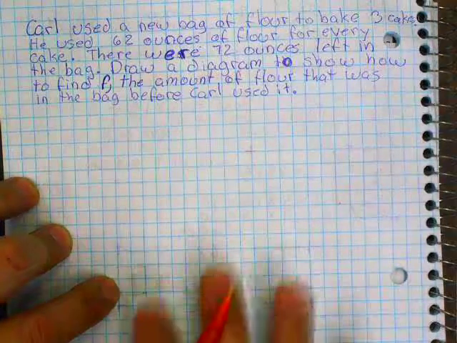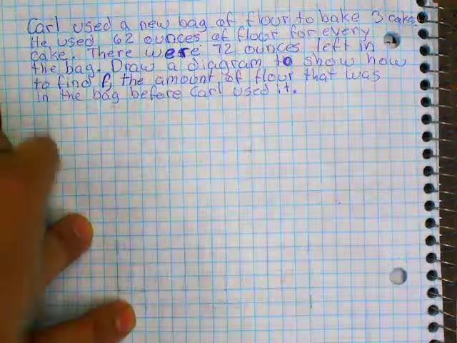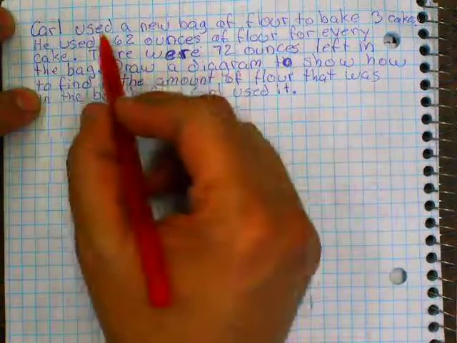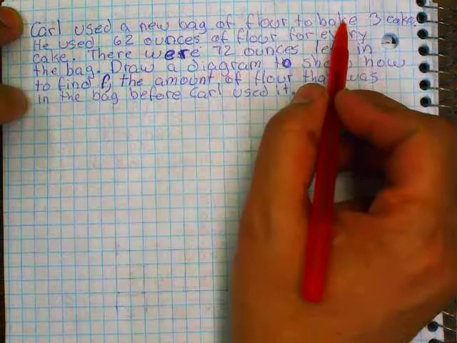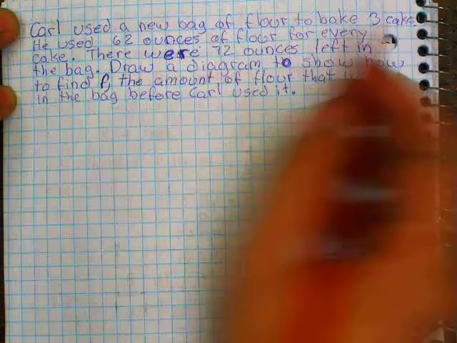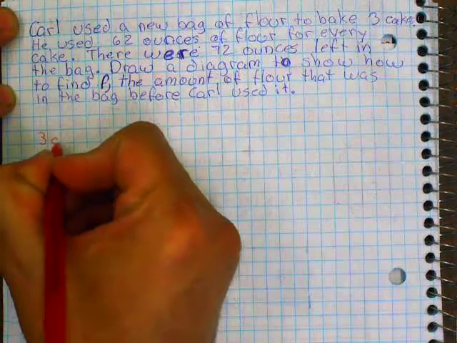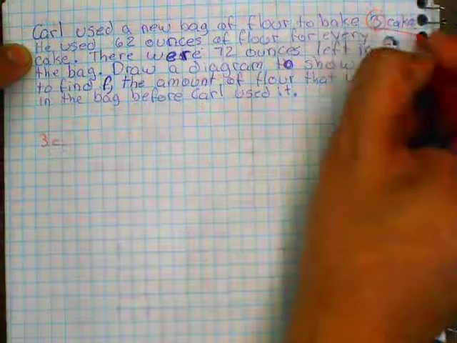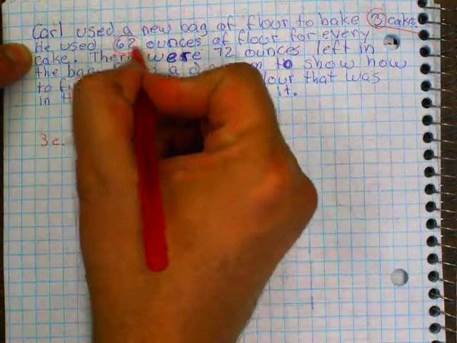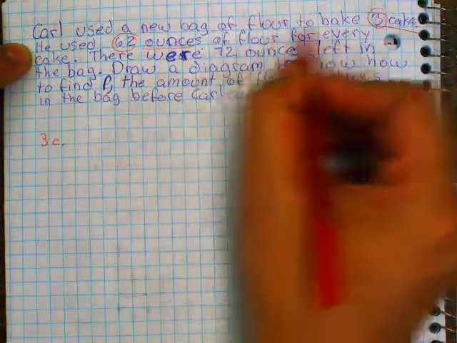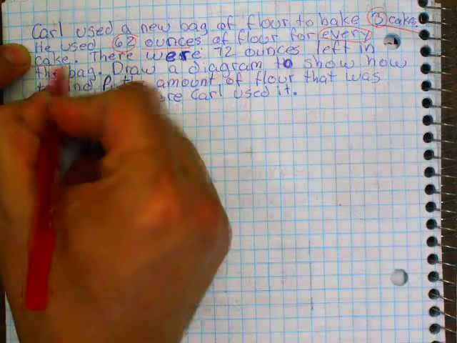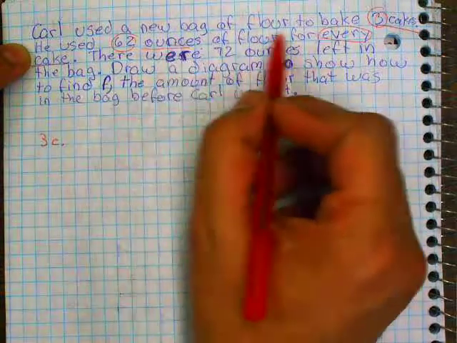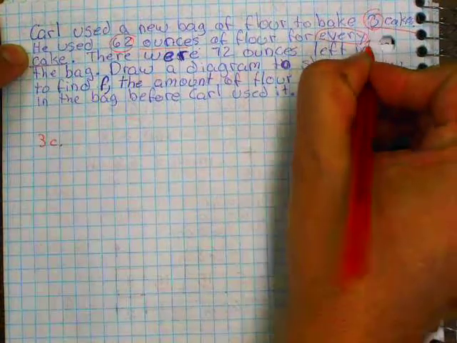All right, so this is another example where we're going to use multiplication and addition. It says, Carl used a new bag of flour to bake 3 cakes. So he baked 3 cakes. He used 62 ounces of flour for every cake. Well, let's go there again. 62 ounces for 1 cake.